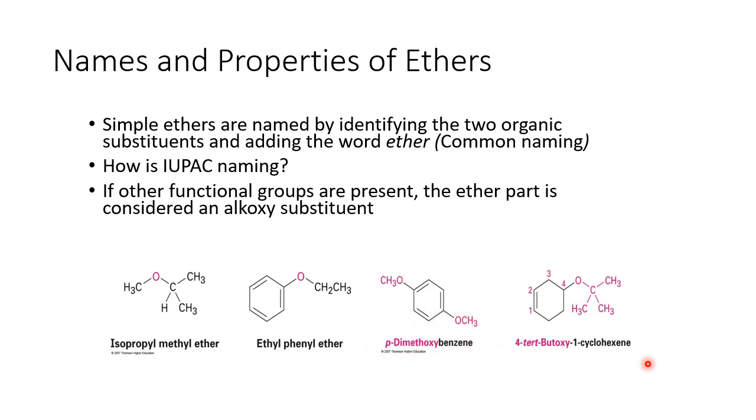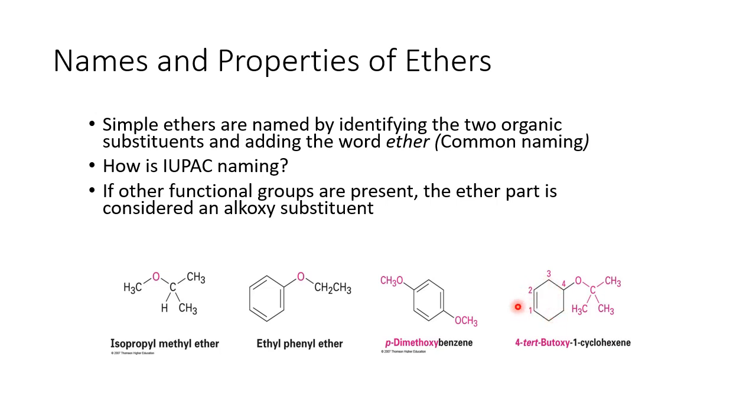And the last one we have over here, if we want to name it, it's the IUPAC naming for this compound: 4-tertiary butoxy 1-cyclohexene. So we chose the longest hydrocarbon chain, and this is the 6 member cyclic ring, which is cyclohexane. This is the longest hydrocarbon chain, so this is a cyclohexene.